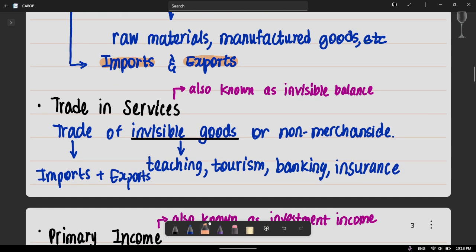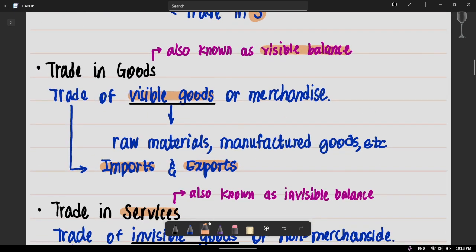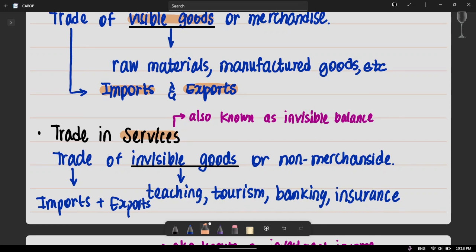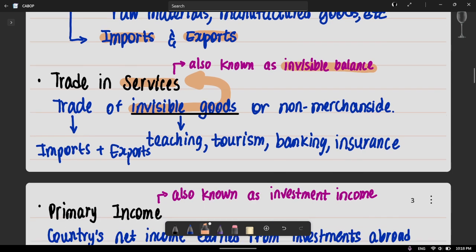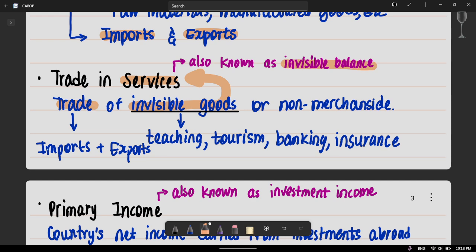Now, when you talk in terms of services, you know the difference between goods and services, right? So trade in services is also known as invisible balance. It's the trade of invisible goods, goods that you cannot see. So these are basically services. These include teaching, tourism, banking, insurance, etc. Again, trade means both the imports and the exports of all these that we mentioned over here.